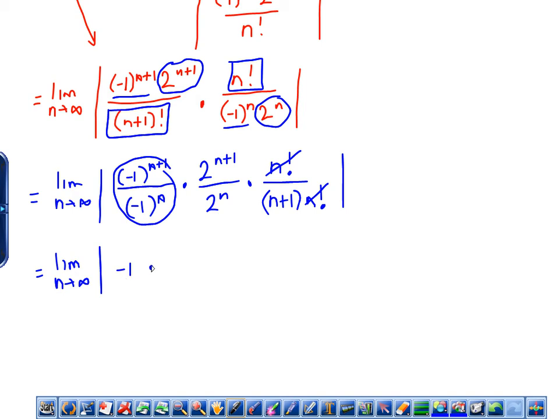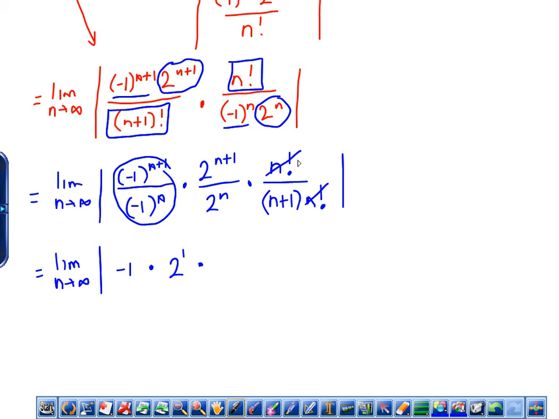Okay, so now we have a times. Now we have 2 to the n plus 1 divided by 2 to the n. Think of this as 2 to the 11th divided by 2 to the 10th. This is going to give you just 2. You can also think of it as subtracting your exponents. n plus 1 minus n will just give you a 2 to the 1.